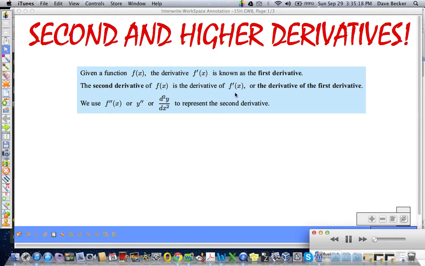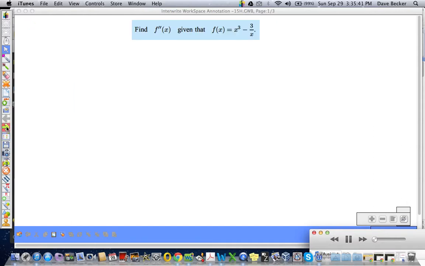Okay, what does that mean? Well, if you're asked to find the second derivative, you take the derivative, and then you take the derivative again. Very, very simple. And this is the symbolism. We say f double prime of x, or y double prime, or d2y dx2, dx squared, some people say. But this all represents the second derivative. So let's give it a whirl.